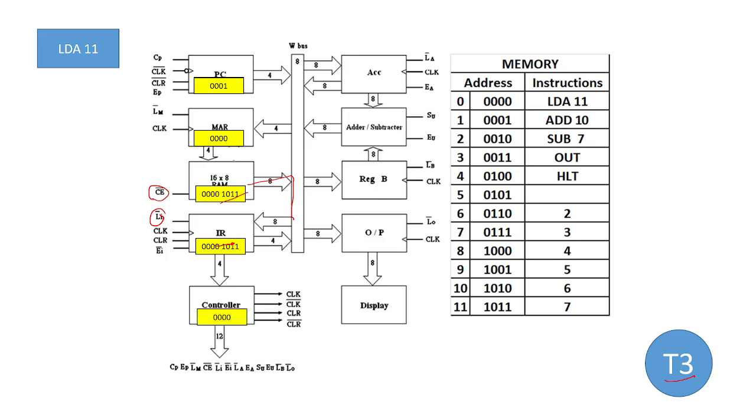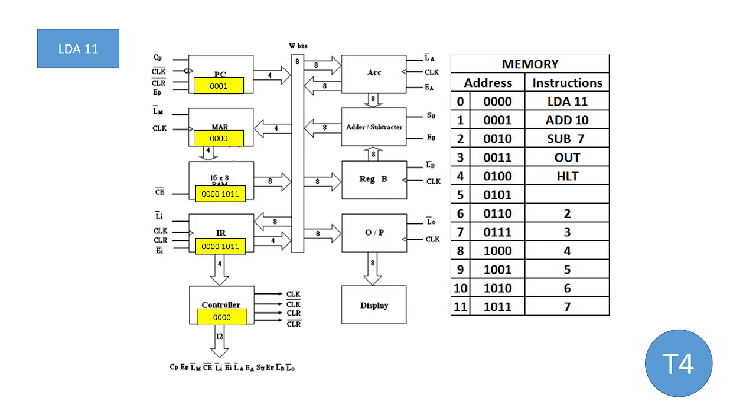And after that, whatever we have here in our IR or our instruction register will be decoded in our controller. So the higher nibble will go to the controller. So that's what happens in our T3.